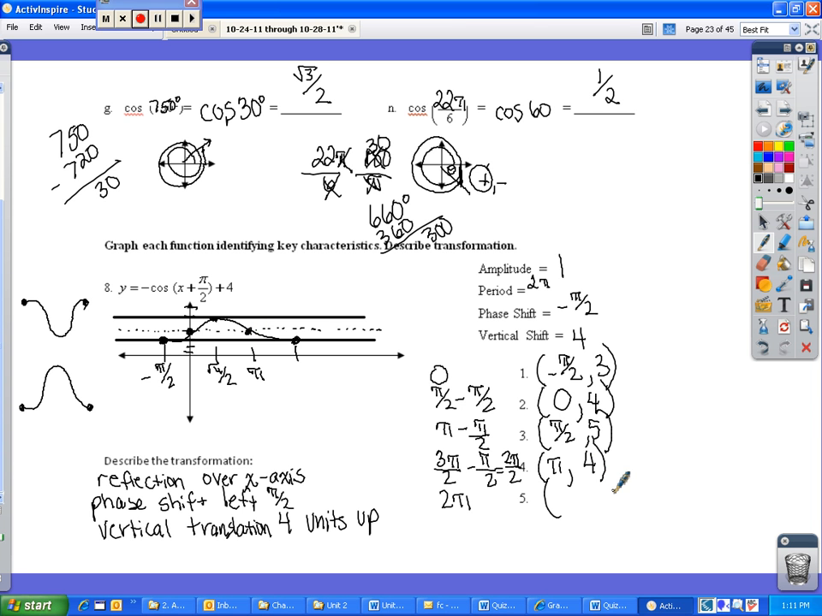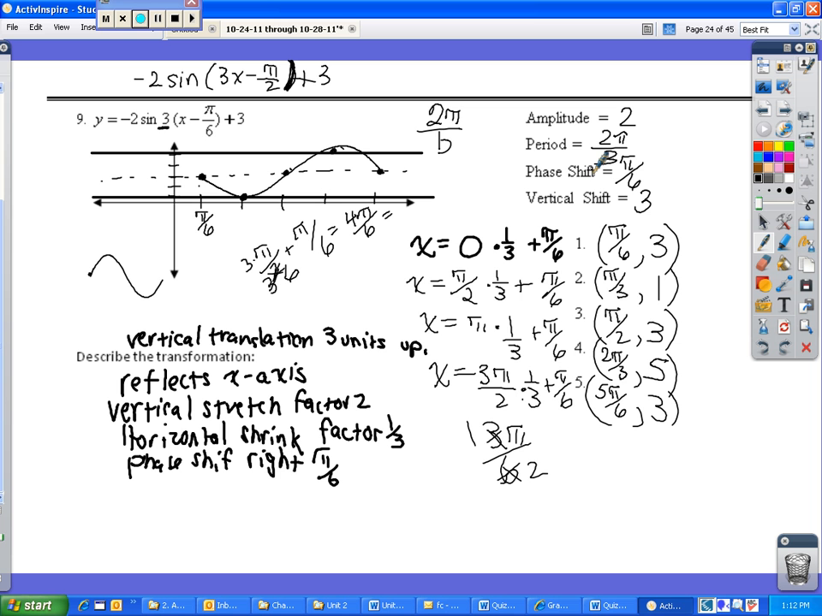And then finally, my last point, 2 pi minus pi over 2. And I could go ahead and give a same denominator here, which is 4 pi minus pi, which is 3 pi over 2. And that's going to be my x value. And then it's going to come back down to 3. So if you notice, 3, 4, 5, 4, 3, cosine function. Okay. Moving on to the next one.